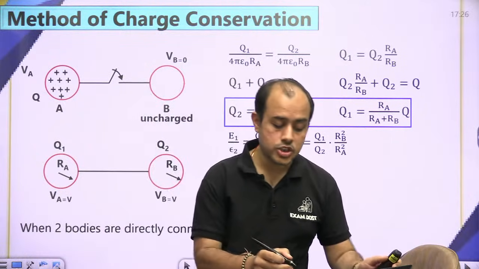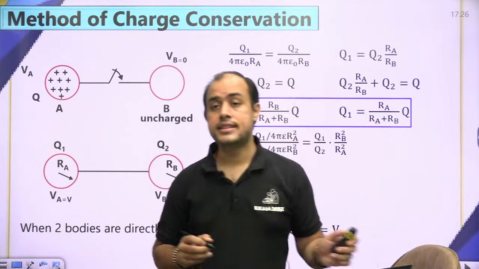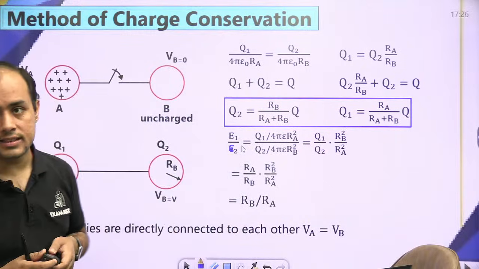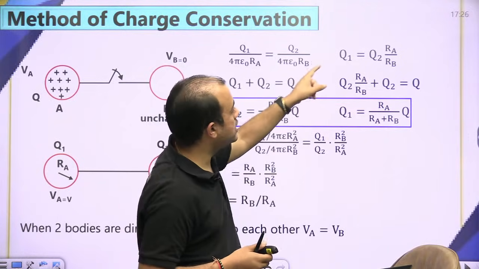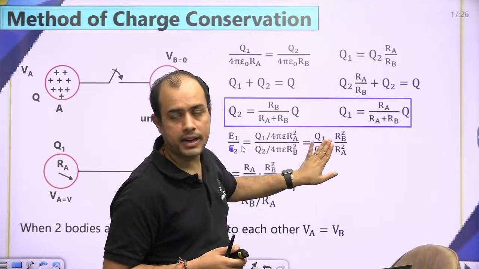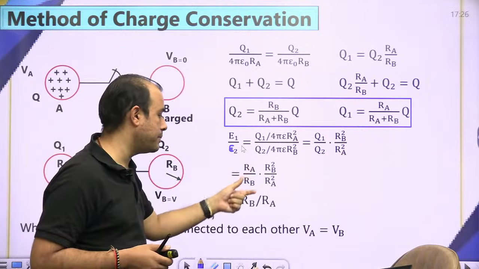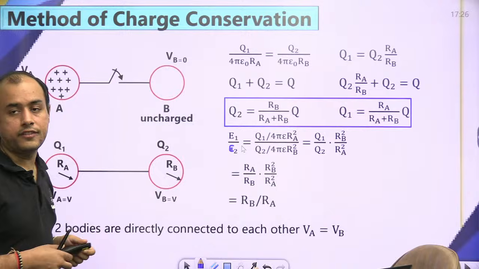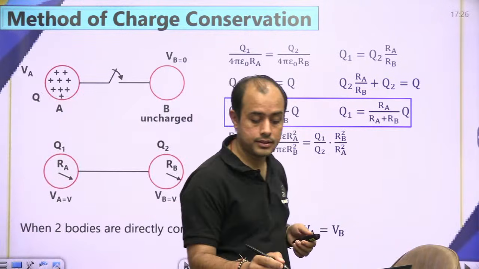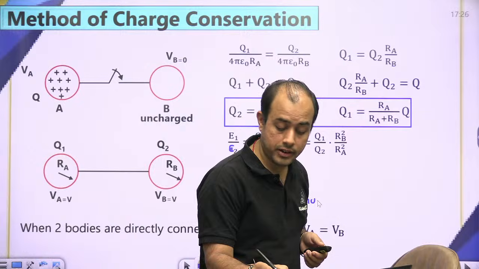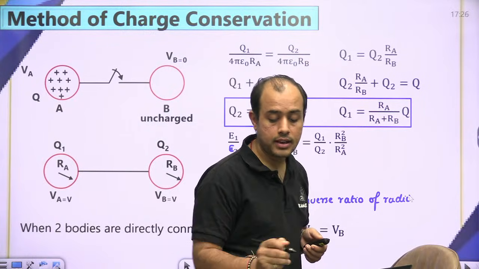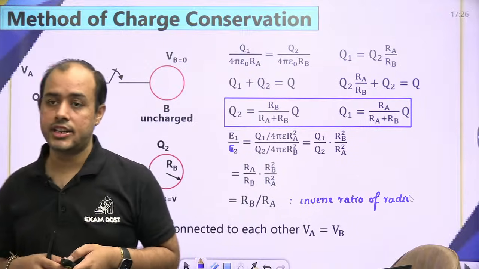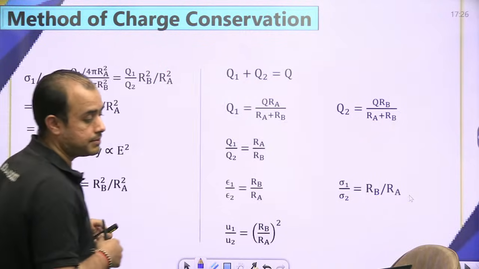Now if you want the ratio of electric field, it is same as the point charge, q by 4 pi epsilon r square. So it is q1 by q2 into rb by ra square. q1 by q2 is ra by rb. So ra by rb into rb by ra square is rb by ra. So the ratio of electric field is inverse ratio of radius. So electric field varies in the inverse ratio of radii and the ratio of charge is same as the ratio of radius. समझ गए बेटा?